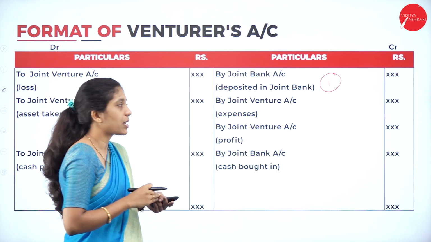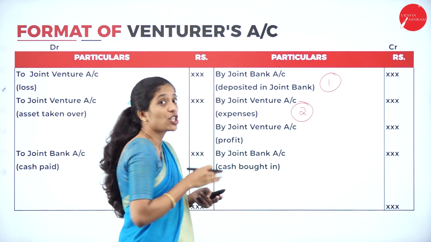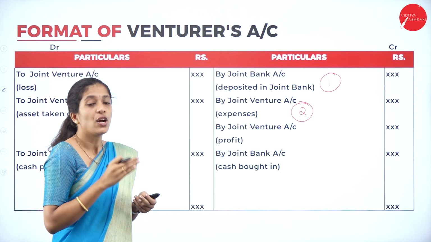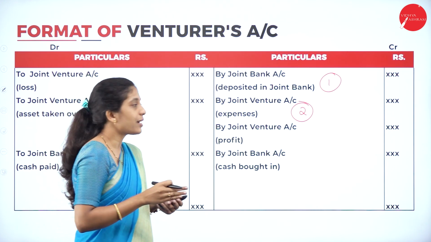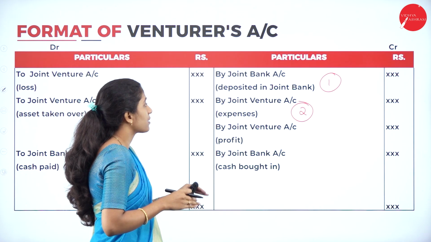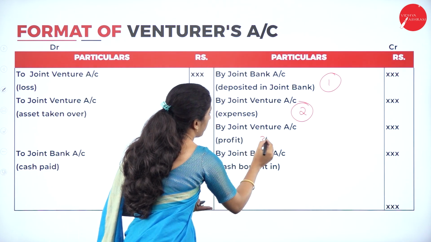Expenses in joint venture account, record those expenses. Those expenses are incurred by whom? By the venturer. So if any expenses are incurred by the joint venture, you have to record them in the joint venture account as expenses. And in the same way, we have to transfer the profit.